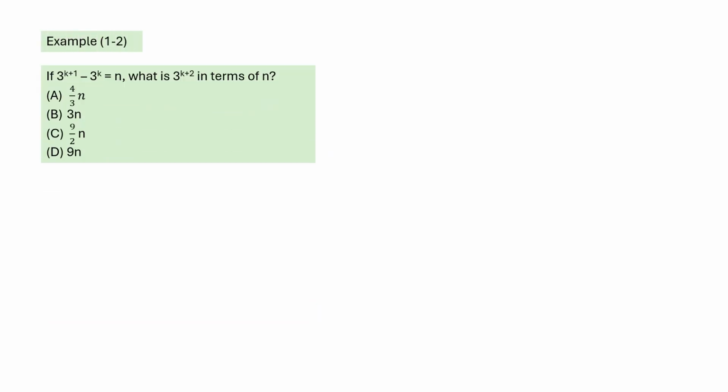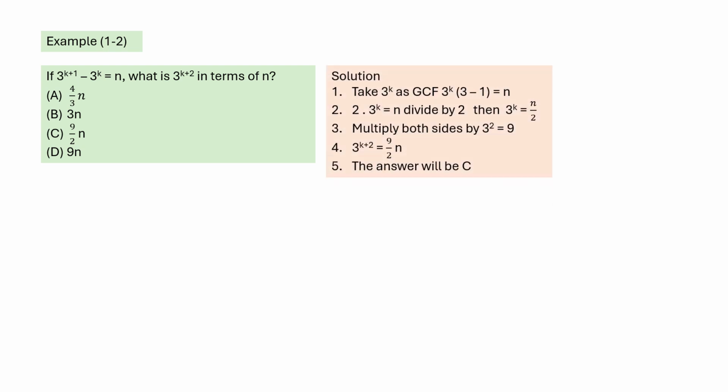Example 2. If 3 power k plus 1 minus 3 power k equals n, what is 3 power k plus 2 in terms of n? Also, don't panic. If you have a good level in algebra, you can take 3 power k as a greatest common factor. So 3 power k times 3 will be 3 power k plus 1. When you take 3 power k as a common factor, the rest inside the brackets will be 3 minus 1 equals n. 3 minus 1 is 2, so write 2 times 3 power k equals n. Divide both sides by 2, then 3 power k equals n over 2.